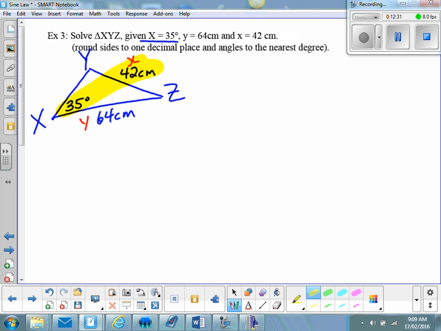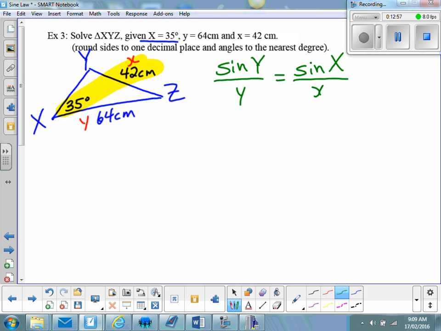Okay, now, they're asking me to solve the whole triangle. There's nothing I can easily find right now without using trigonometry. So I'm going to have to use the sine law first to find angle Y, and then things might get easier after that. So I'm working with the Y's and I'm working with the X's. So sine Y over Y and sine X over X. So I don't know angle Y, but I know that side Y is 64. I know angle X is 35, and side X is 42.